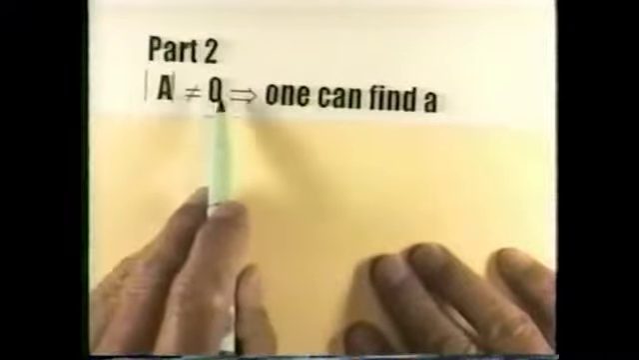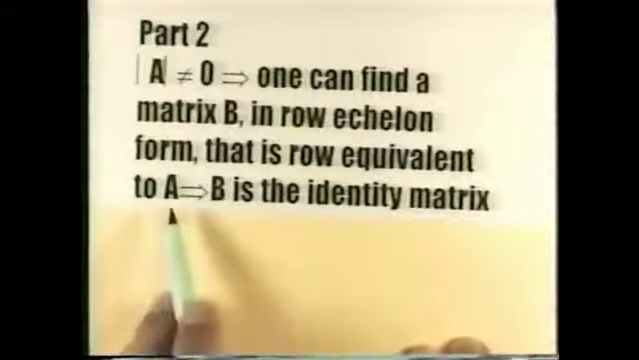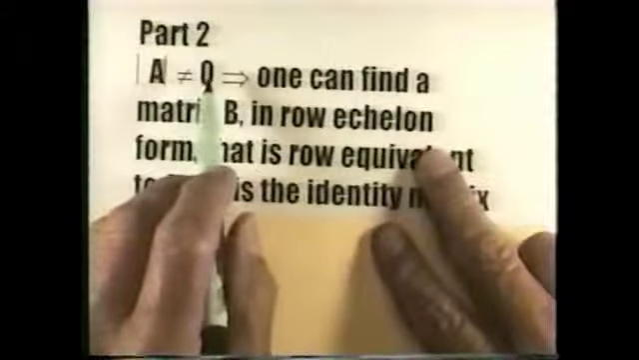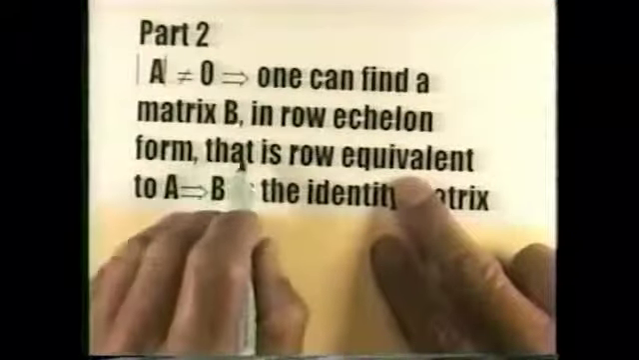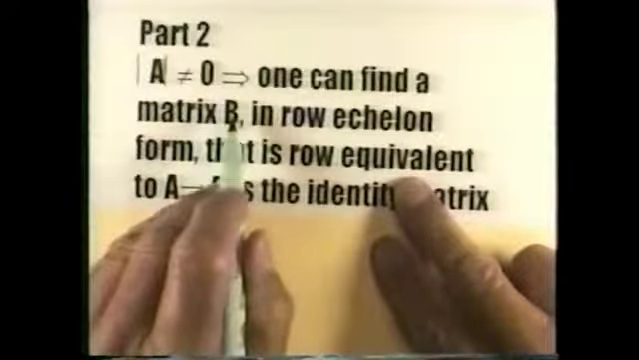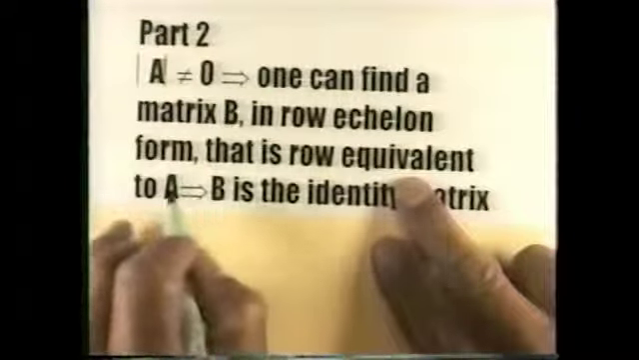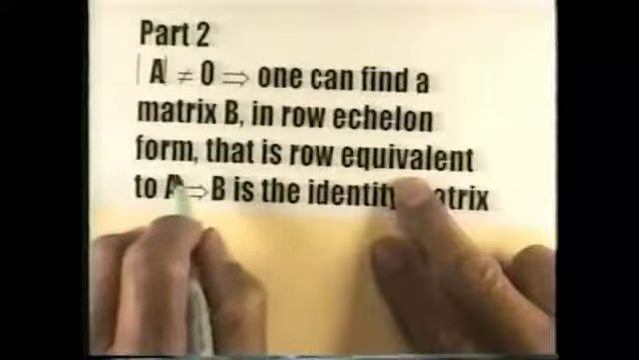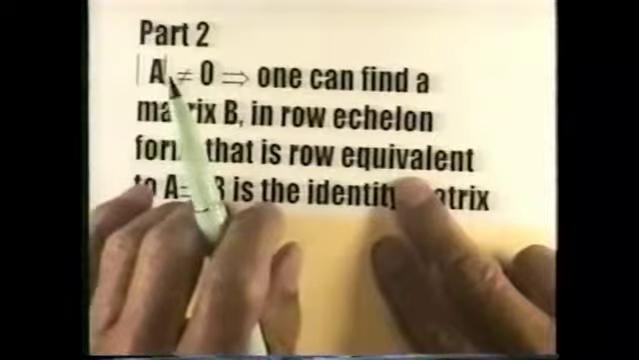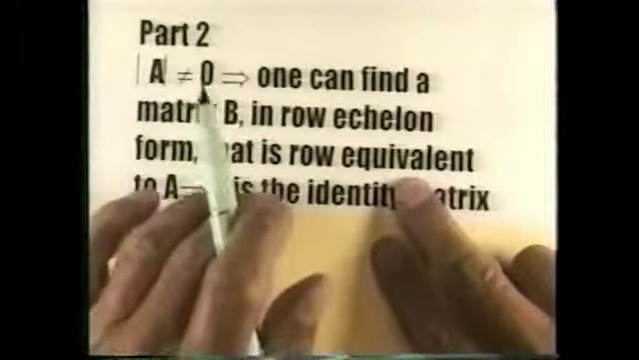Determinant of A not equal to 0 implies one can find a matrix B in row echelon form that is row equivalent to A. So if the determinant is not 0, well really whether it's 0 or not, given any matrix A, I can find a matrix B in row echelon form that is row equivalent to A. Now remember, row echelon form is you have 1s and 0s along the diagonal, 0s all along below it, and in reduced row echelon form you've also got 0s above it.